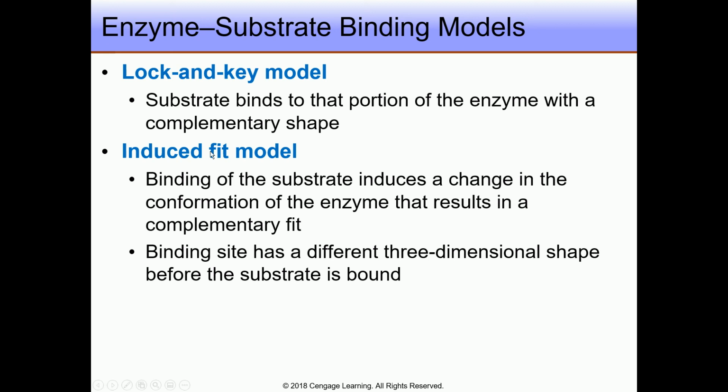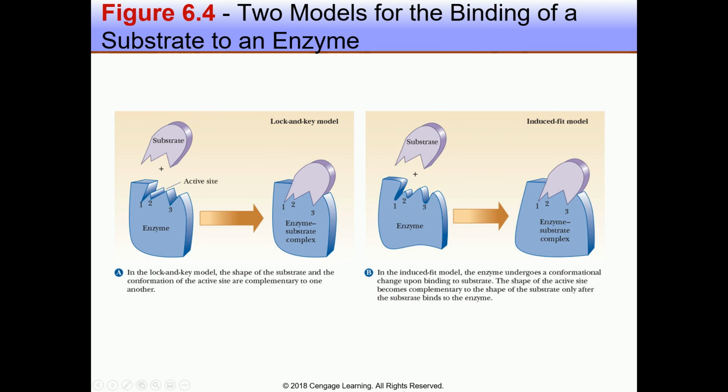Okay, so this basically shows us both the models. So you can see here, this is the lock and key model. This is the enzyme, and this is the active site on the enzyme, and this is a substrate, and you can see how the substrate goes and binds on the enzyme. You can see how complementary the shape of the active site and the shape of the substrate are, how well they fit into each other. Okay, and they form this complex.